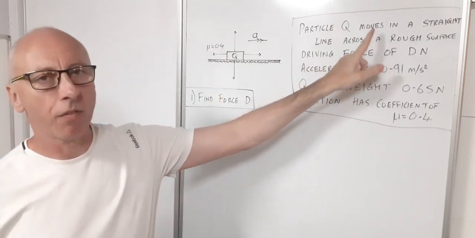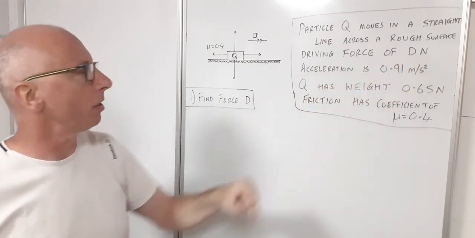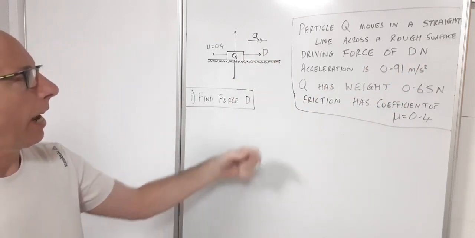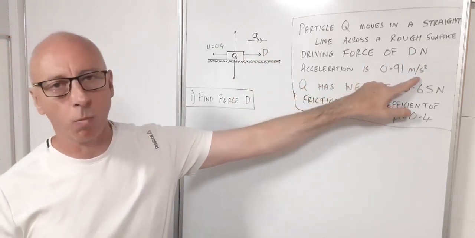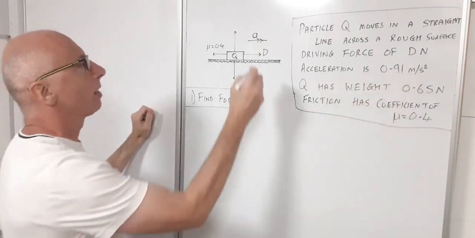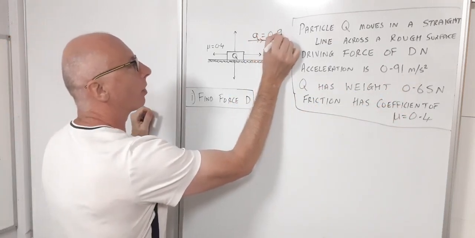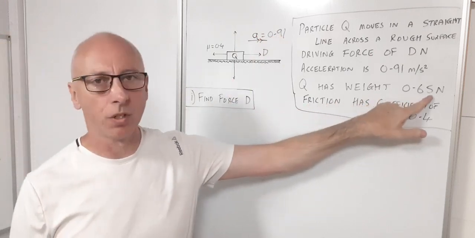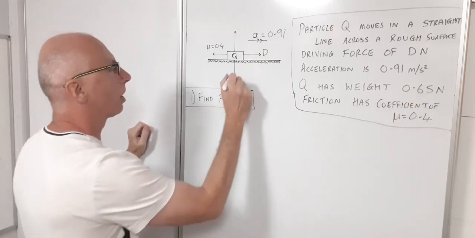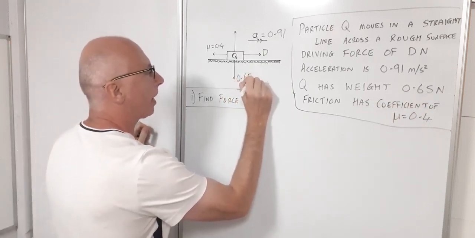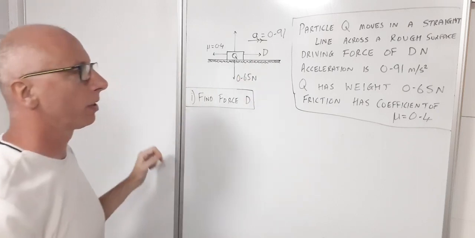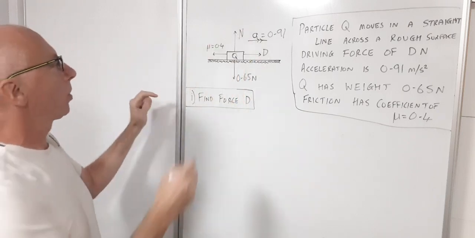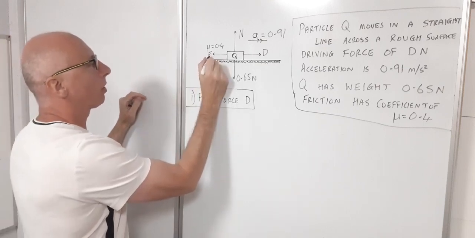Now the driving force of this particle Q is D newtons. So D is going in this direction. Acceleration is 0.91 meters per second squared. So that's our acceleration. Now Q has a weight of 0.65 newtons. So therefore the force acting down there is 0.65 newtons. This one here is the normal force, and we're going to have a force going in this direction, which I'm going to call just force 1.